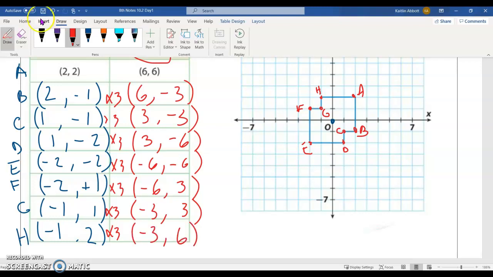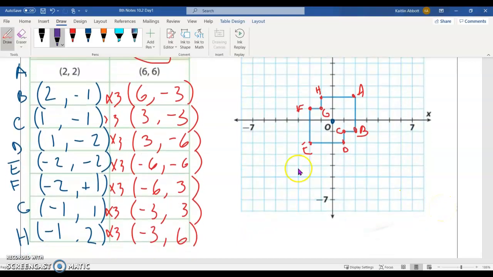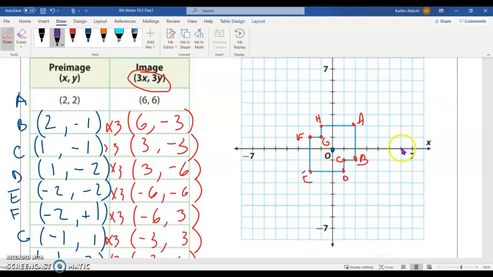Okay, now I gotta graph all these. Let's pick a different color. Let's go purple. Okay, so I gotta graph all of them. The first one that they did is 6, 6. So I'm gonna go 6 on the X first. So there's 7. So this is 6 and up 6. It's gonna be right there. So this is A prime.